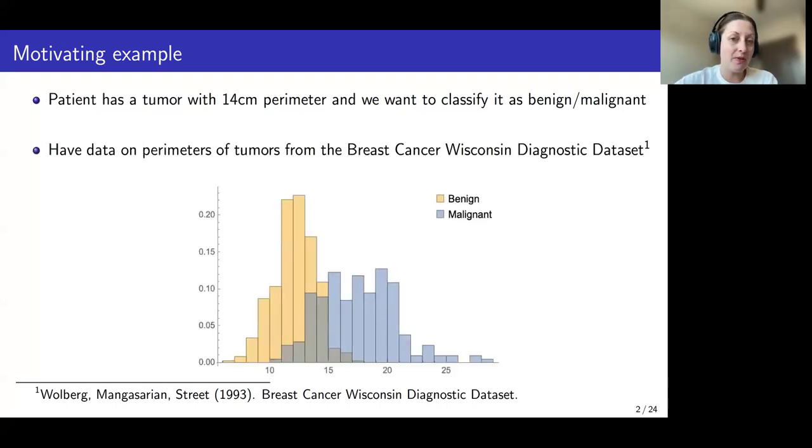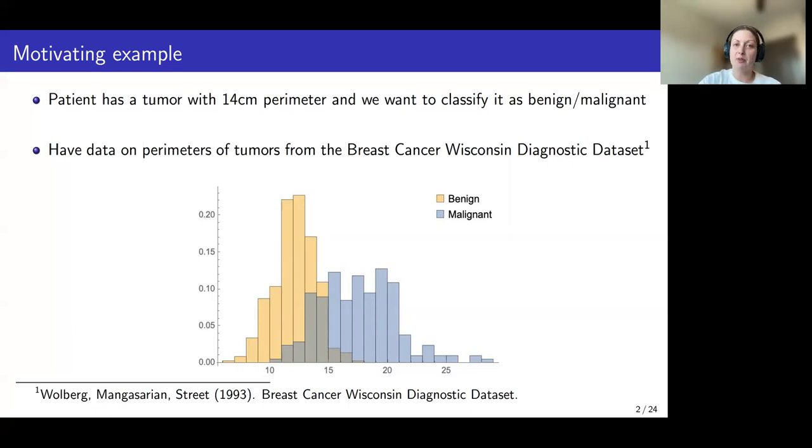And to do that, you would need some kind of data. So suppose you look up data of this sort, and you come across the Breast Cancer Wisconsin Diagnostic data set. When you pull up and analyze this data, you see the following histogram. On the x-axis is the perimeter in centimeters of tumors, and this is a histogram of the frequency, normalized so that it's a probability distribution of a tumor of a certain size being malignant or benign.